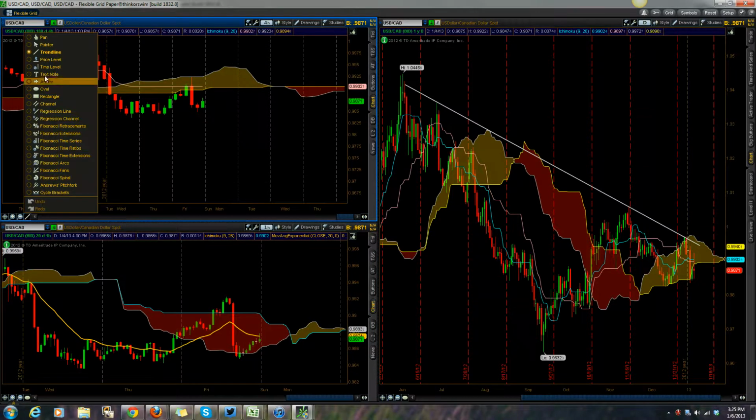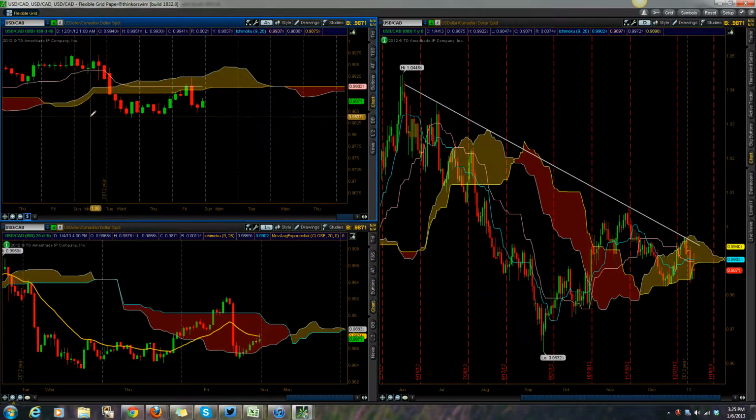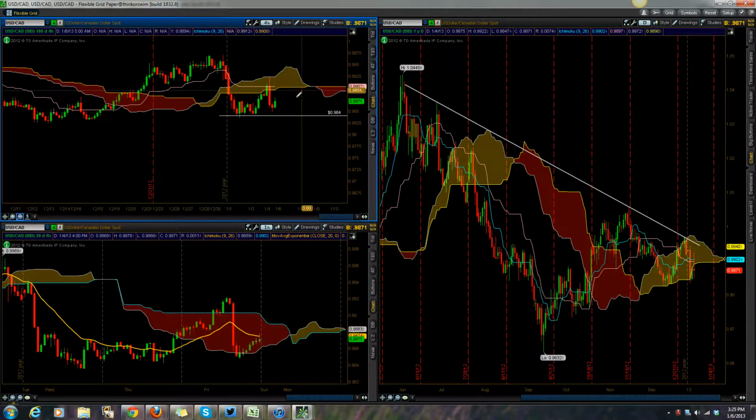And we do have this support area around 0.9840. So if we get that, I like this play. Let me just zoom out a little bit. If we do get that break below 0.9840, this will be a good risk-reward play, because this is the floor. This is the support.